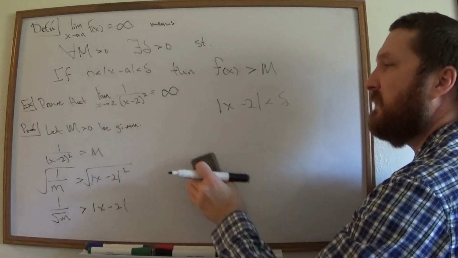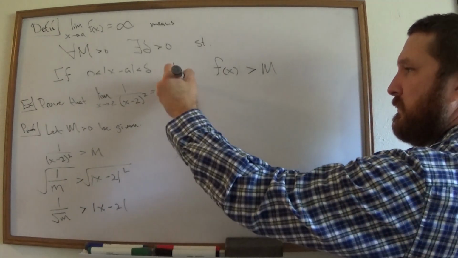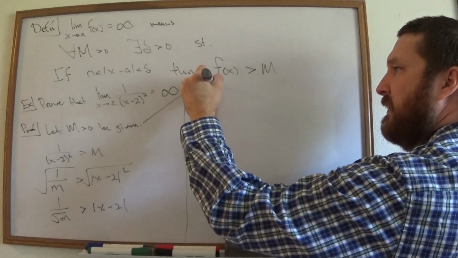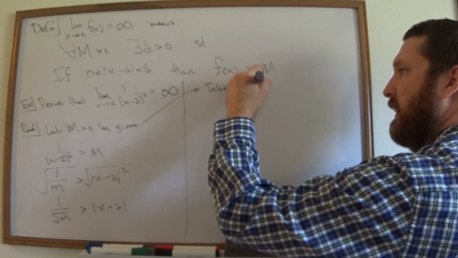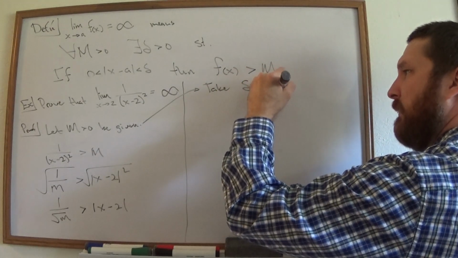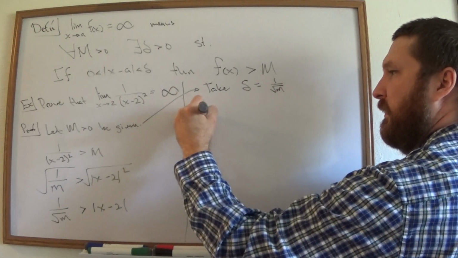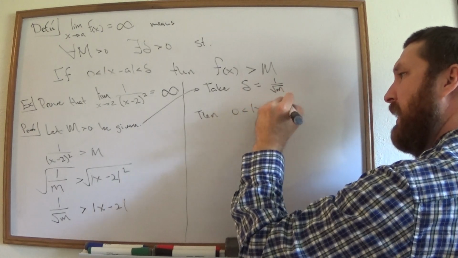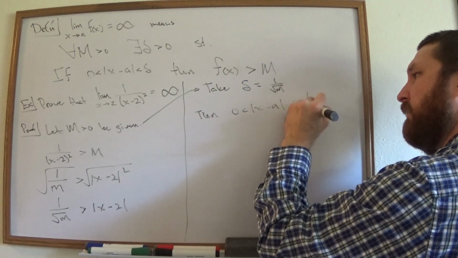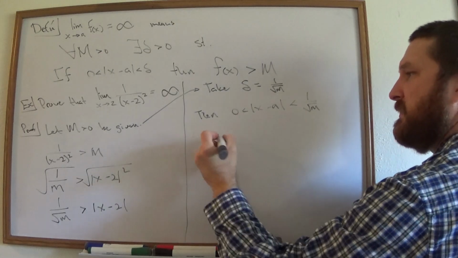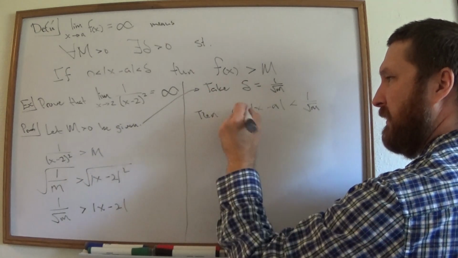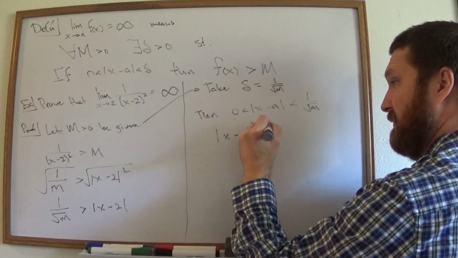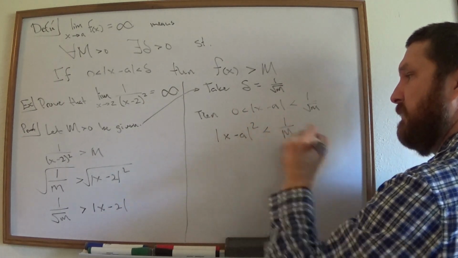Now that I've done that work, I'm going to actually do the proof. Let m bigger than 0 be given. Then take delta equal to 1 over the square root of m. Then, if |x minus a| is less than 1 over the square root of m, squaring both sides gives us this. I don't care about this side really. Again, when you do analysis, you never even touch it. But this is true.